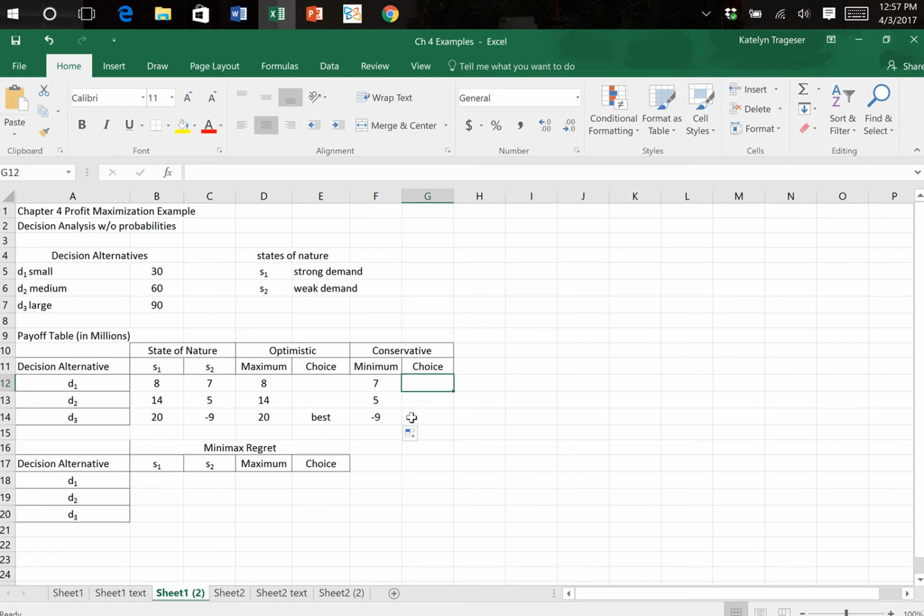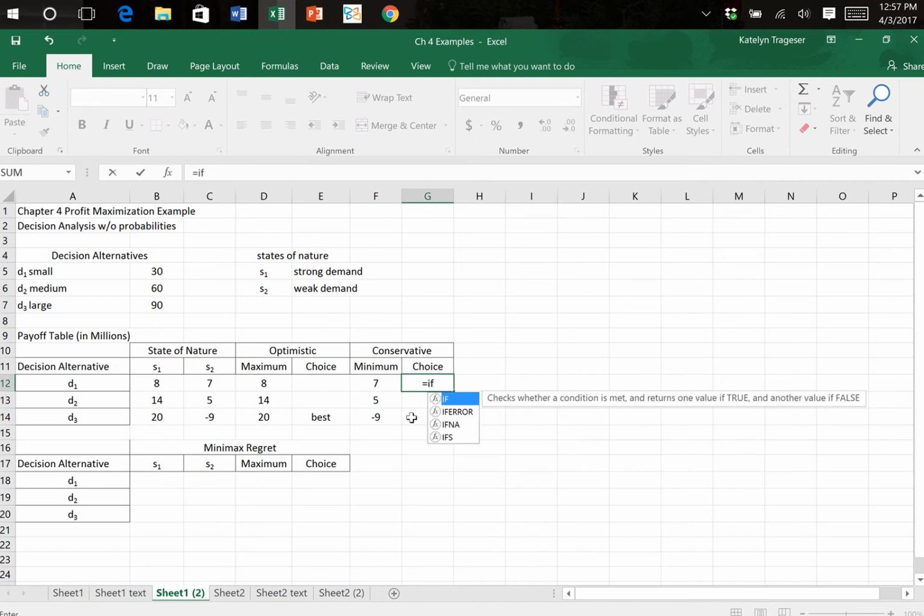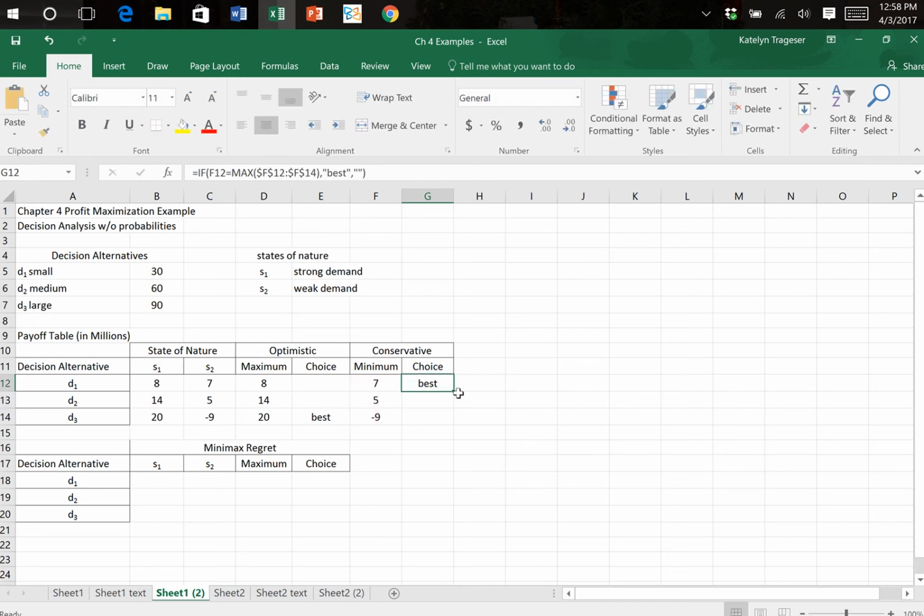So again, we'll enter an if statement. Equals if the one on our left equals the maximum of the 3. Again, make that an absolute cell reference. Then we want to see the word best. If not, we'd like to leave it blank. So here we can see that the maximum of the minimums is $7 million. That's our best choice. Now our third scenario here, we're going to use Minimax Regret.